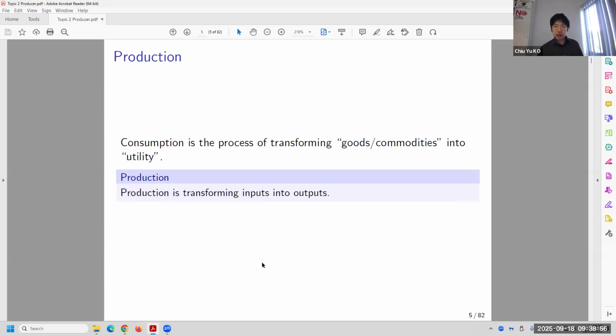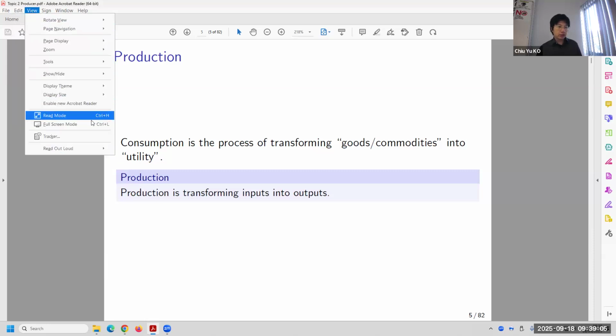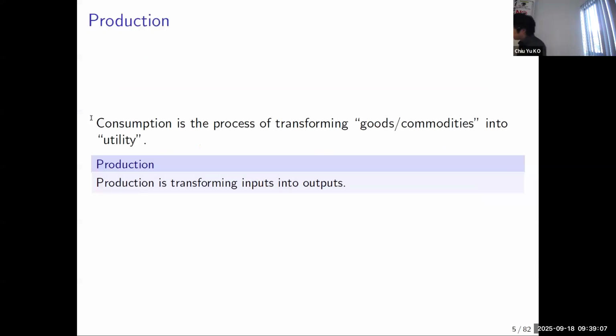And just remind yourself what production is. It is very similar to consumption. In consumption, you transform your goods or commodities into utility. That is what we call the utility function. So the production function transforms input to output.